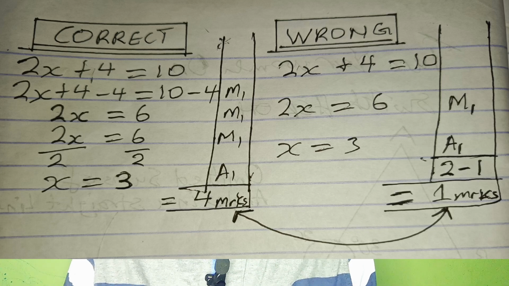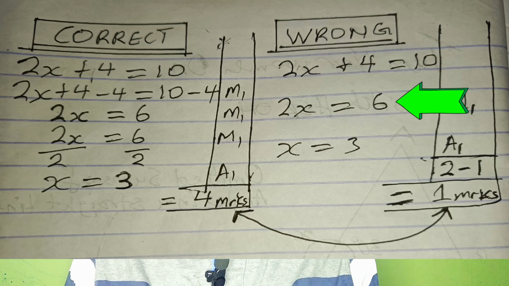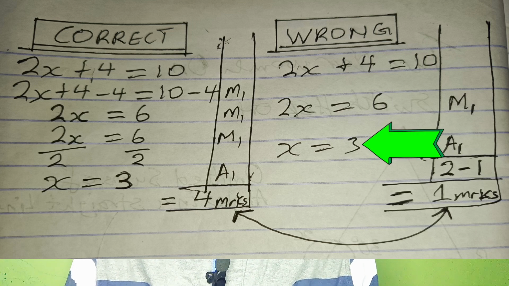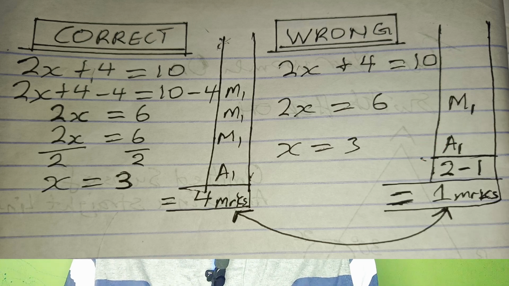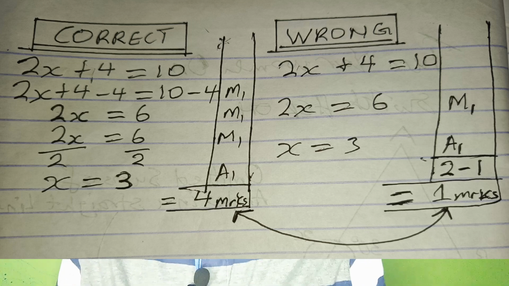In the wrong approach, we have 2x plus 4 is equal to 10. That's the question. The candidate jumps to 2x is equal to 6. Naturally, that attracts 1 mark for that stage. X is equal to 3 is the answer, which also attracts 1 mark. That's supposed to be 2 marks, but at the end of the day, -1 will be taken. So 2 minus 1 gives us 1 mark. Instead of the candidate getting 4 marks, the candidate gets 1 mark. And it is solely because of what? Of errors. The candidate is brilliant enough, but because of errors. That's about number 5. Moving to number 6.